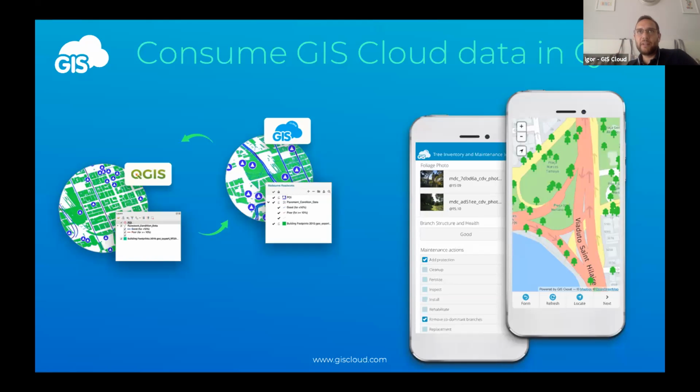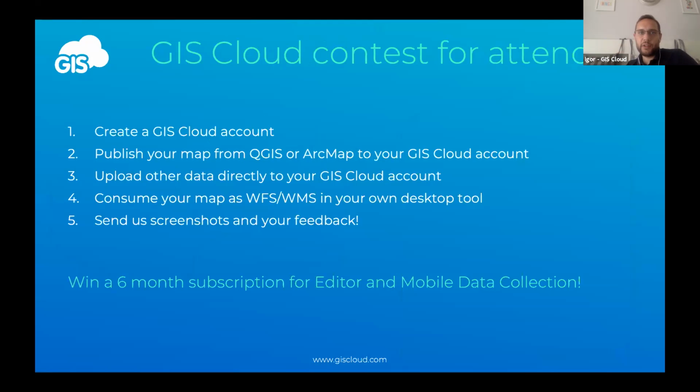And that's something that we wanted to leave for the last part, and something that we wanted to actually include in our contest. So what you'll need to do is create a GIS Cloud account. You'll need to publish your map from QGIS or ArcMap to a GIS Cloud account. You'll need to download the extension that we have that can be found on our website. It's completely free. And you'll need to upload some of your other data that you maybe have in raw format, whether that's raster, vector, what you choose. And then you can consume that map that you created in GIS Cloud back in the tool that you use to publish your data. And then, of course, we want to hear your feedback on that.